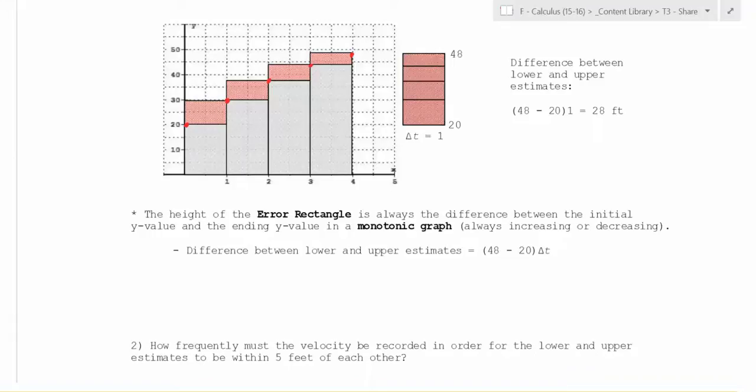So I could ask you this question. How frequently must the velocity be recorded in order for the lower and upper estimates to be within 5 feet of each other? If I changed it to 8, how close were they? What was the difference? 14. So this one is saying, what do I need to change it to? What's the n value? See if you can figure that out. What should it be?